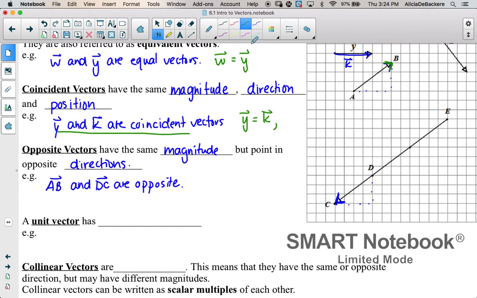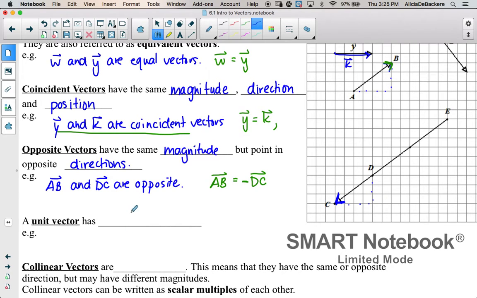All right, now if I wanted to write these in a mathematical statement, I can do that. I can say that AB is almost equal to DC. I would just have to switch the direction, and I can do that by putting a little negative sign in front of it. So if I were to flip the direction of DC, I would end up with an equal vector to AB.